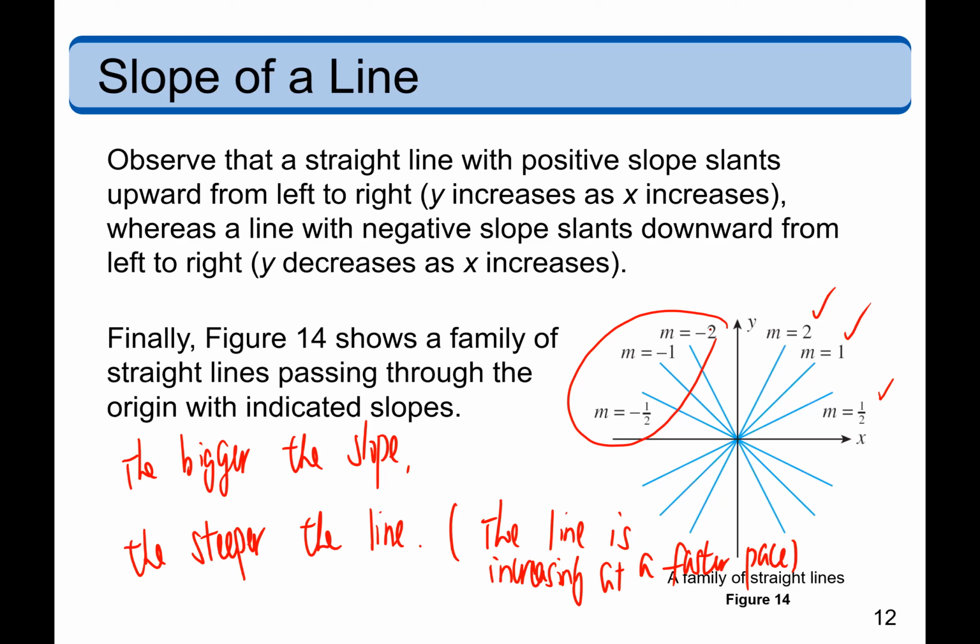Exactly. So as you can see, the absolute value of m equal to -2 is actually bigger than m equal to -half, right? So still, it follows this. The bigger the slope, in terms of absolute value, the steeper the line, meaning that the line is decreasing at a faster pace. So on the negative side, this is true for all the positive lines.